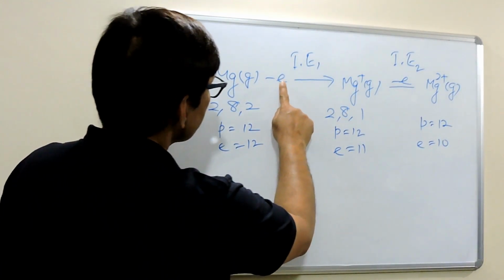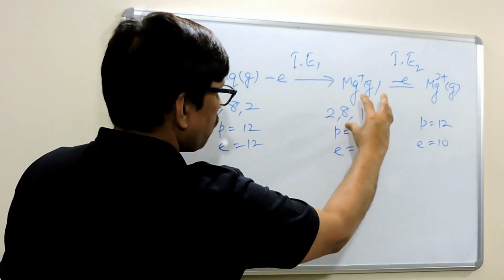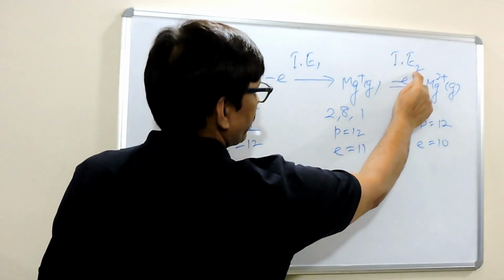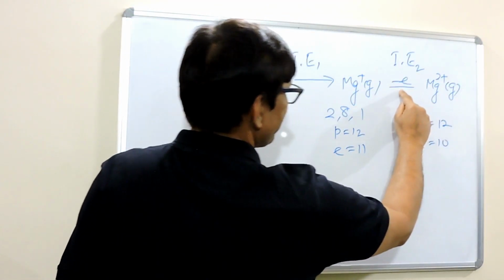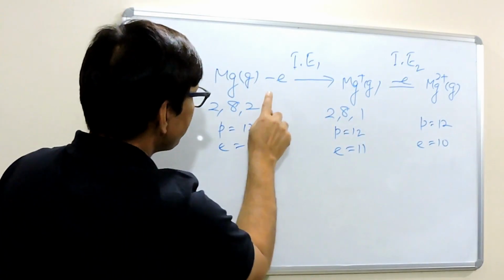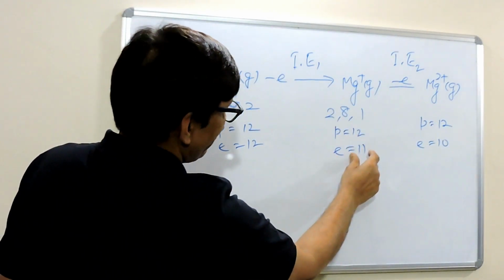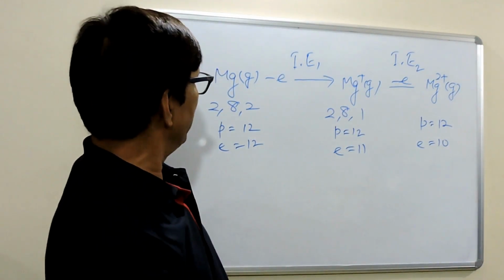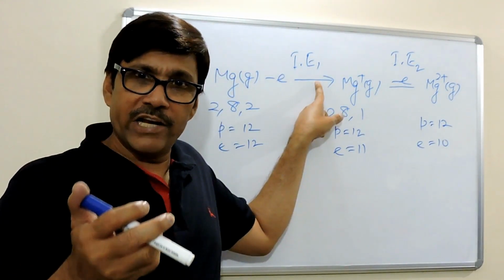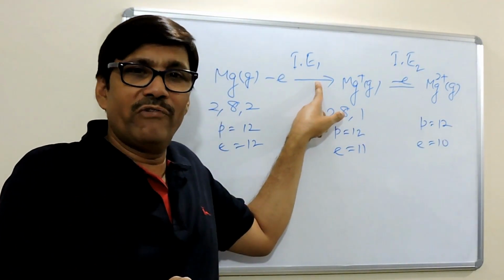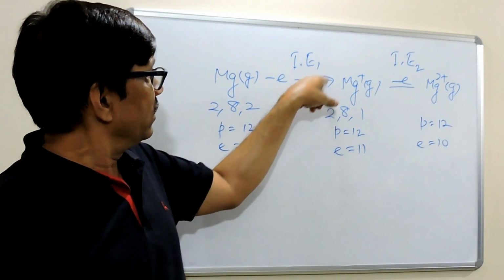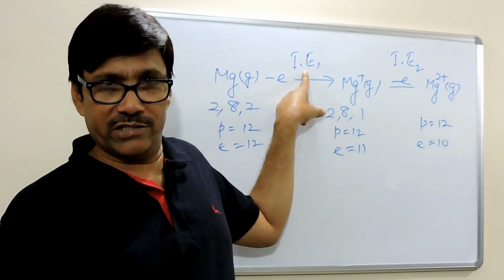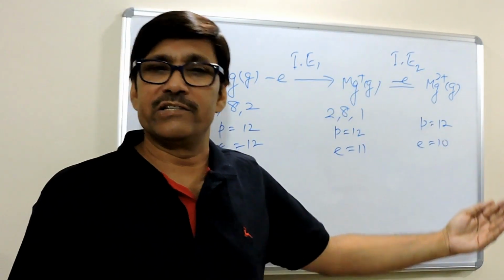So after loss of one electron, the force of attraction on this electron becomes stronger. So second ionization potential, it will be difficult to remove electron from here, isn't it? Because after loss of one electron, remaining you have 11 electrons, but the number of protons remains the same. So after loss of one electron, the force of attraction on the remaining electron will increase, and so the second ionization potential will be higher than the first ionization potential. This is called successive ionization potential.